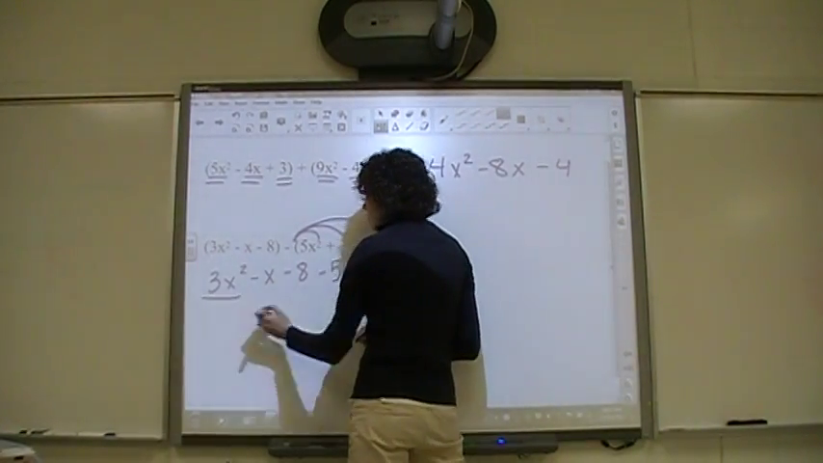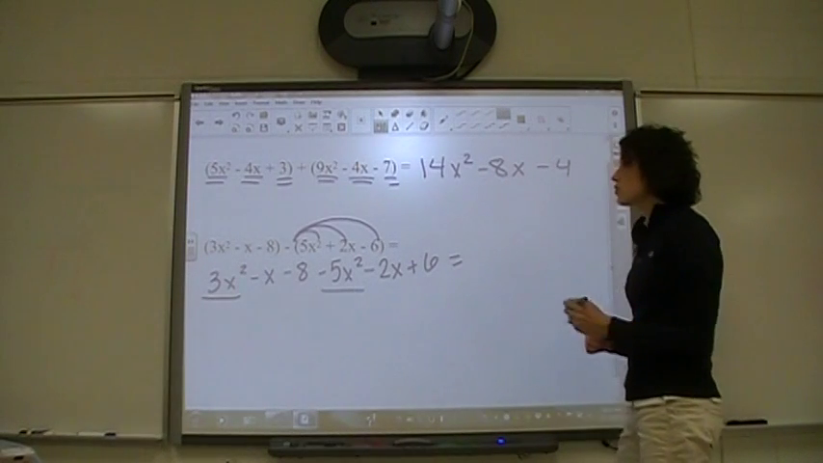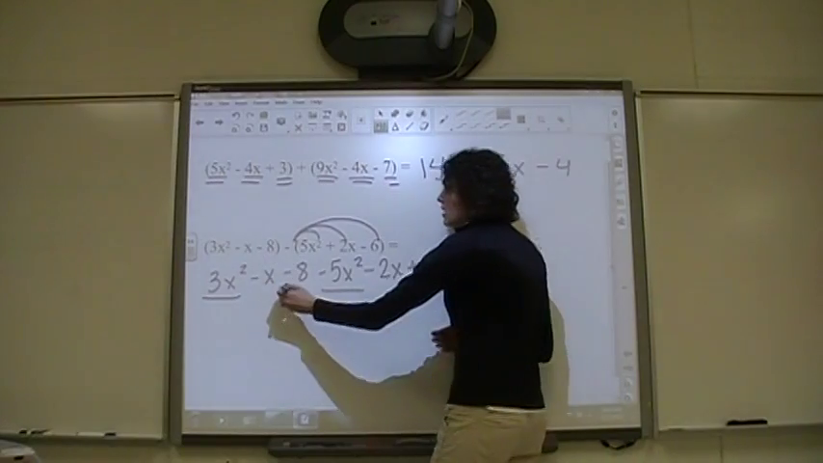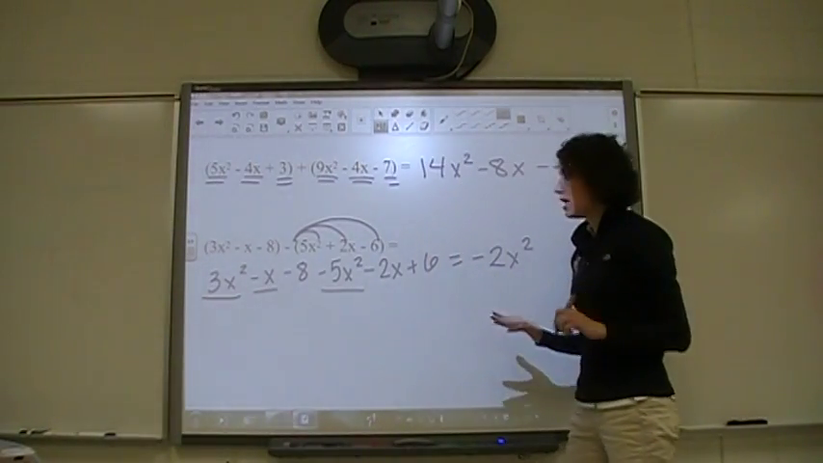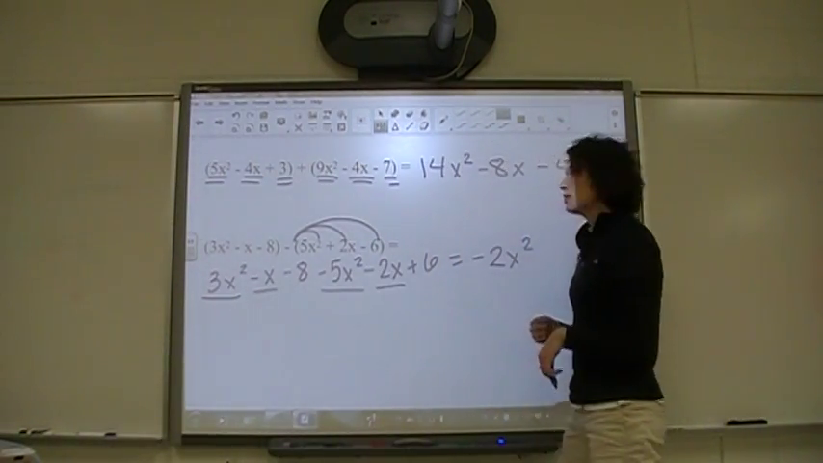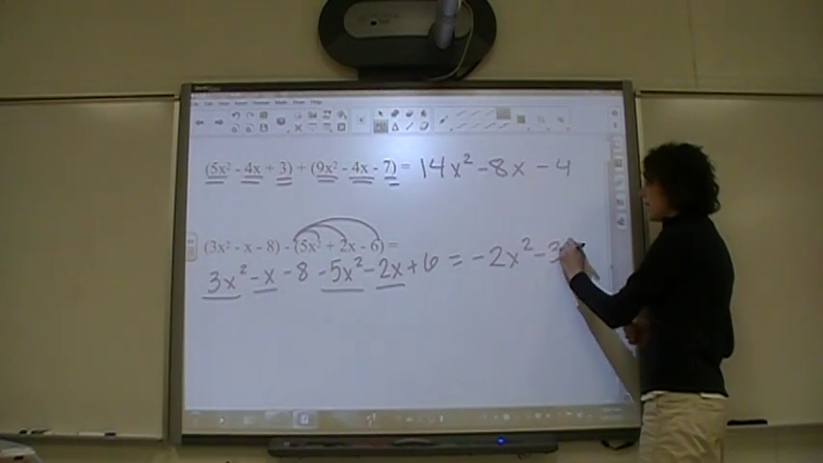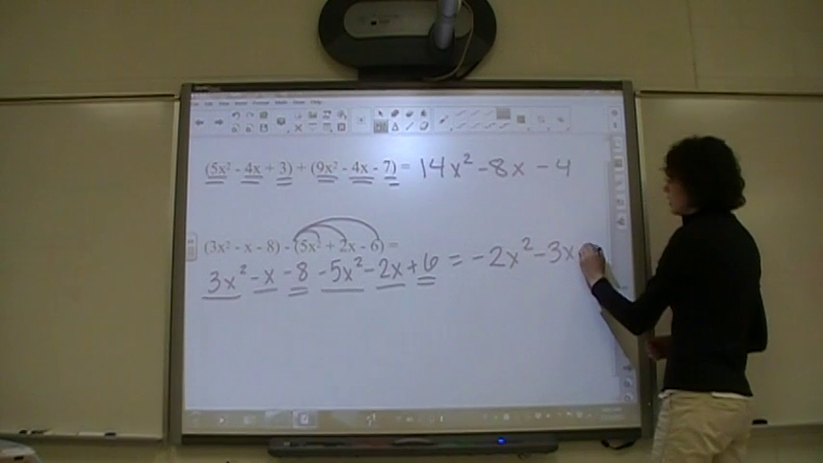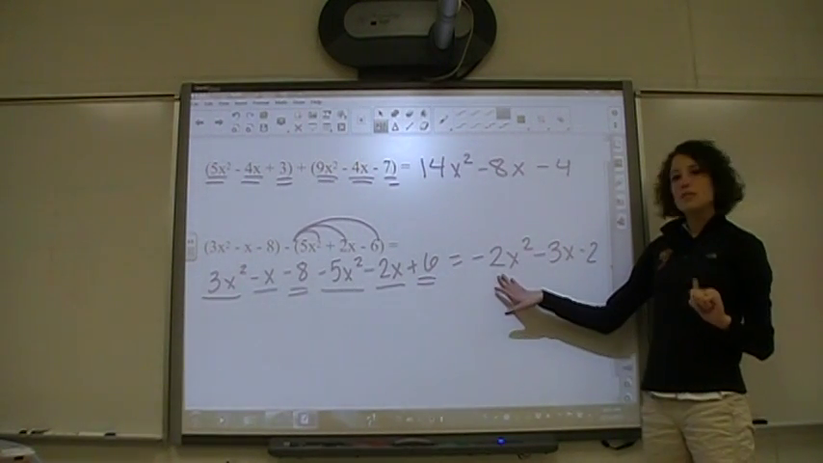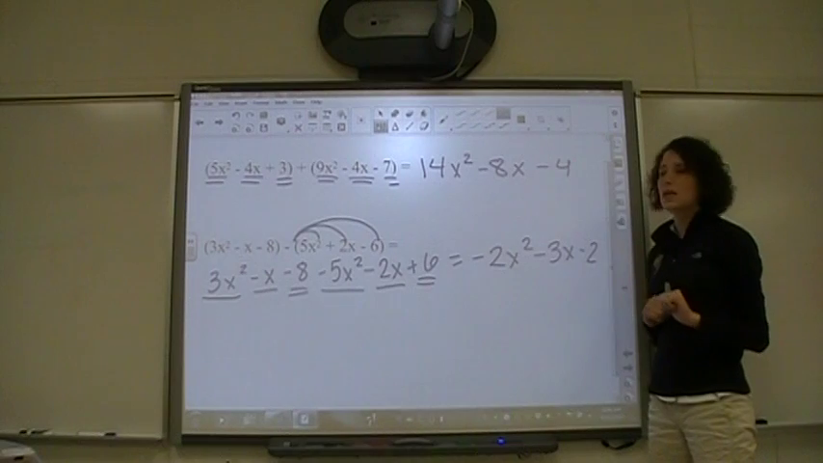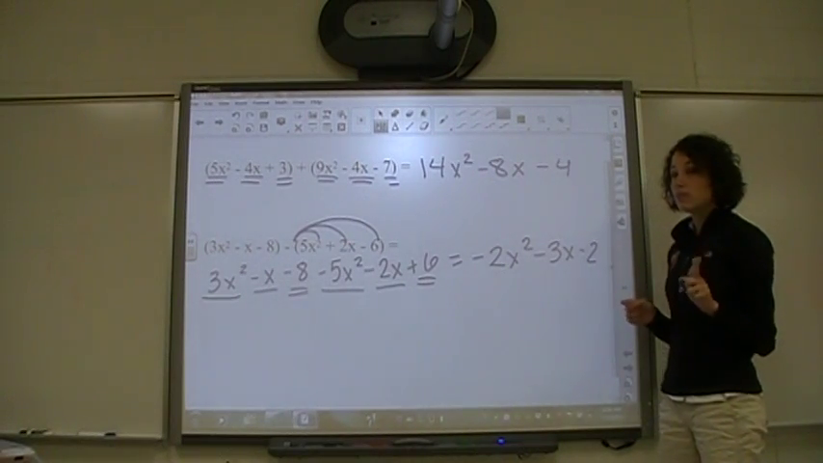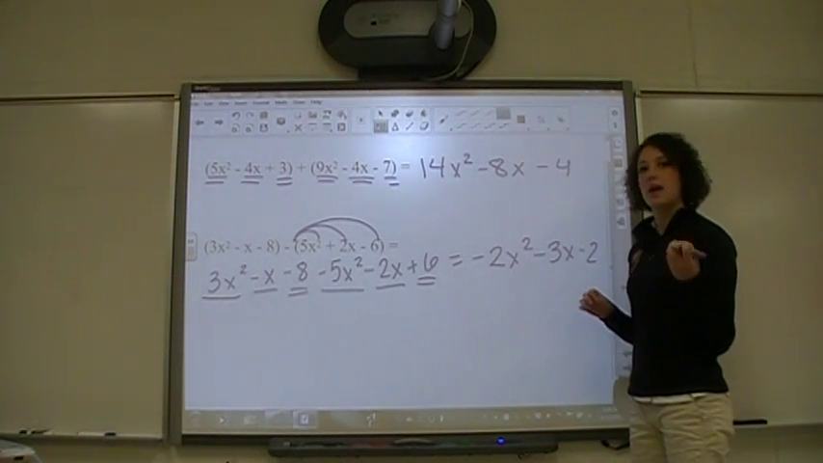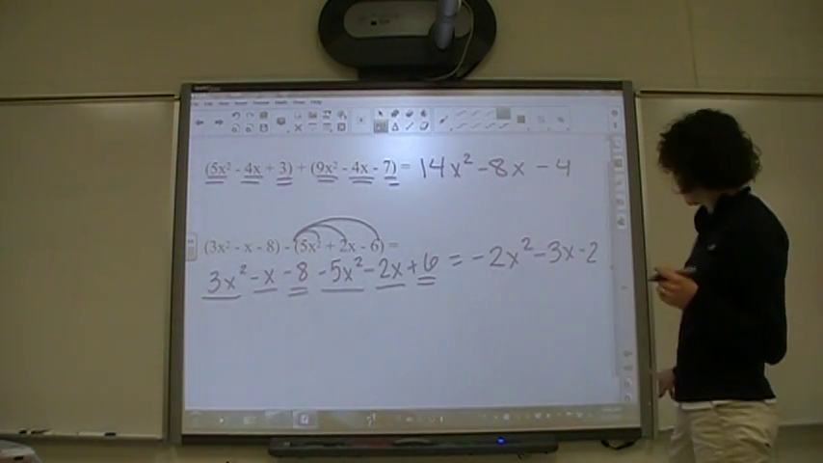Then just add your like terms. So we've got 3x squared minus 5x squared, which is going to give me negative 2x squared. Then we have negative x, which is like negative 1x, minus 2x, which is going to give me negative 3x. Then we have negative 8 plus 6, which gives me negative 2. So then my final answer is negative 2x squared minus 3x minus 2. The main thing that you really need to focus on is making sure that you distribute this negative sign, so you change all the signs and you're adding and subtracting the right numbers together.